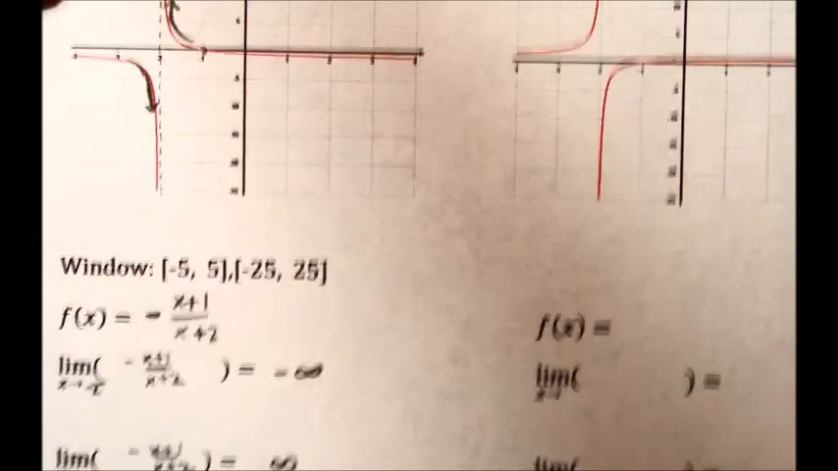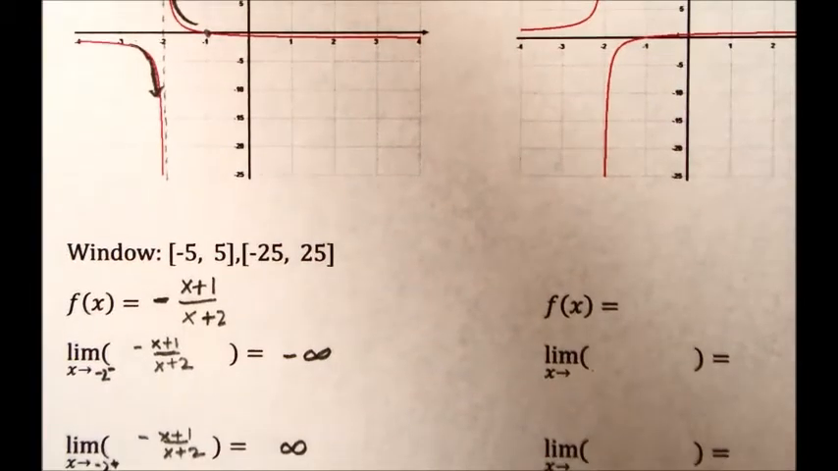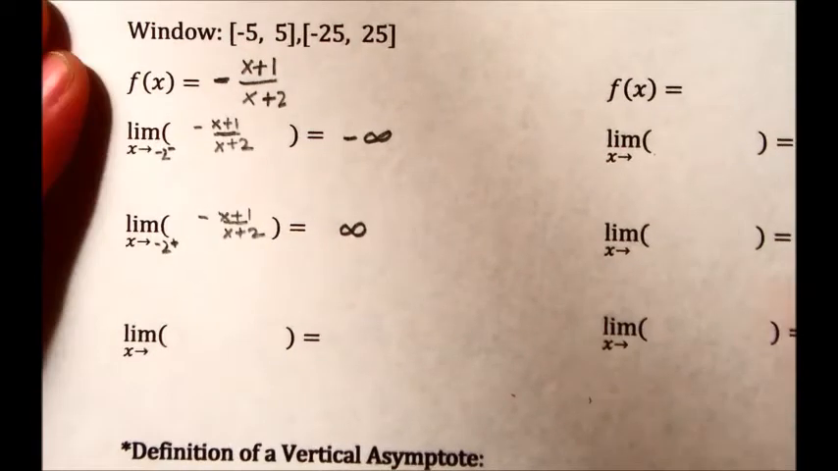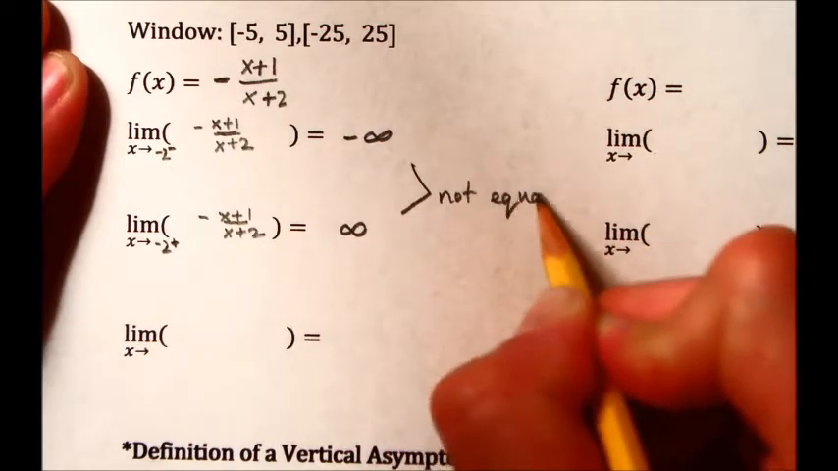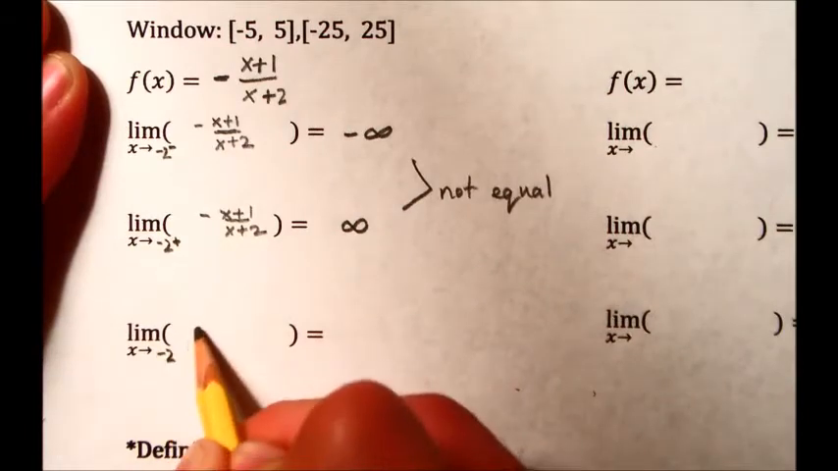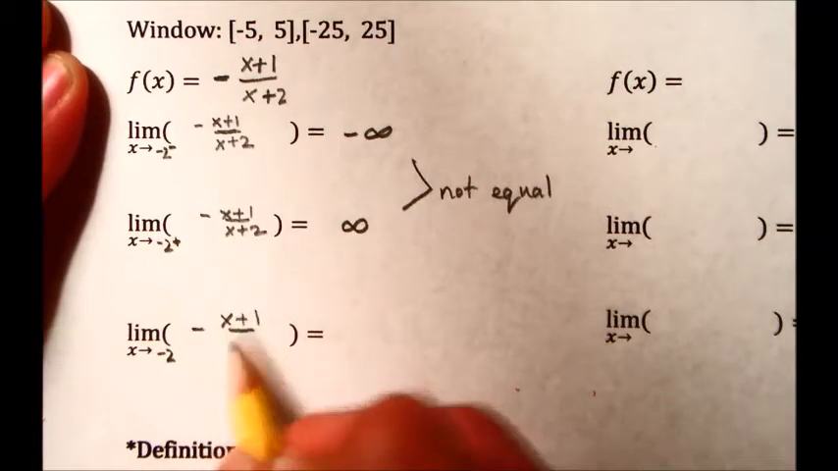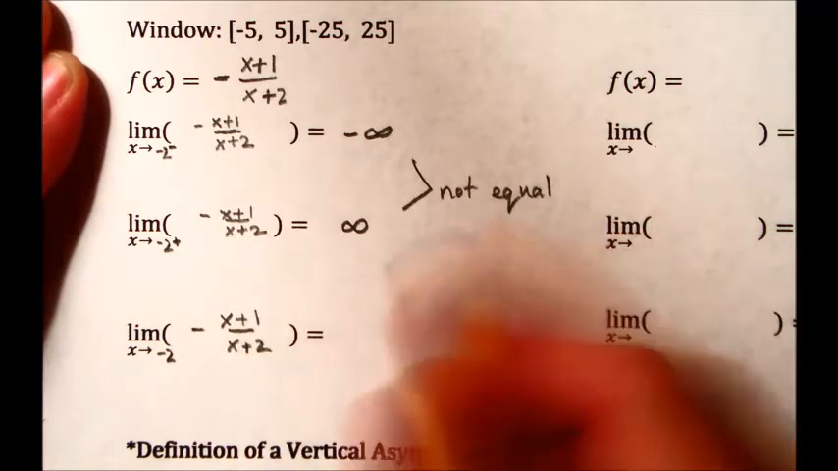Okay, so we have two answers on this one, and that always means basically the same thing. If you have two answers, you're dealing with what we call does not exist. So let's go down here and let's write our final conclusion. Since these are not equal, our conclusion is that at -2, the limit of negative x plus 1 over x plus 2 does not exist.